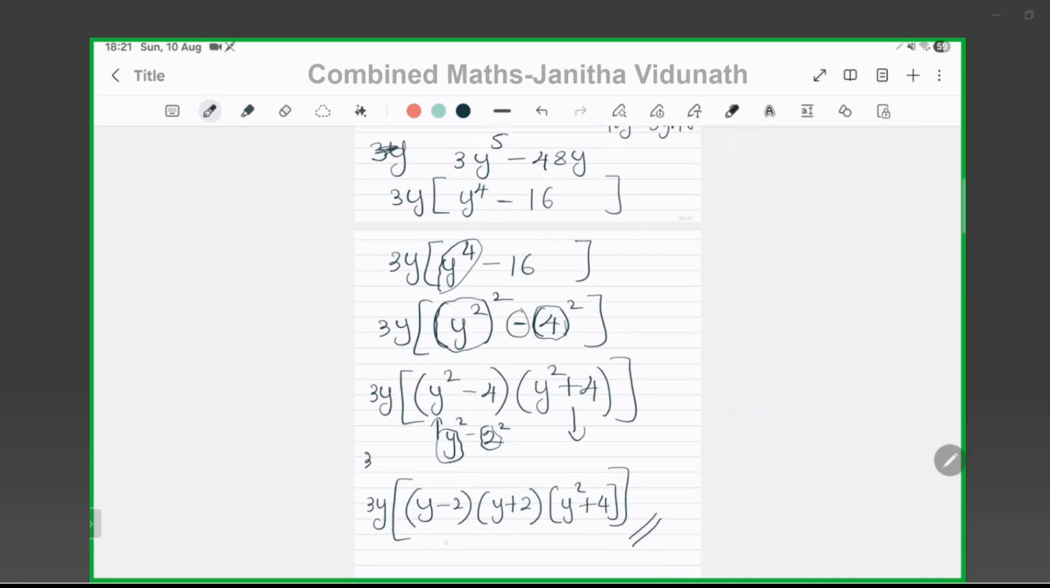After writing this, try to factorize this: a cube b minus a times b cube. Try to factorize this and send me the answer.